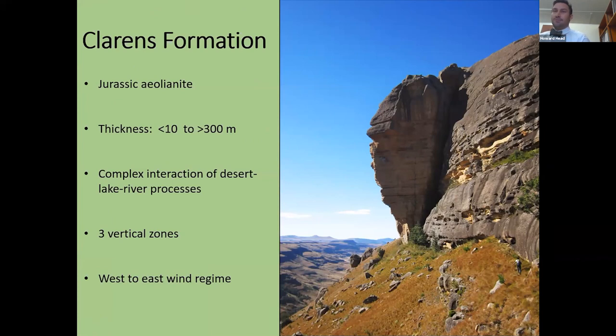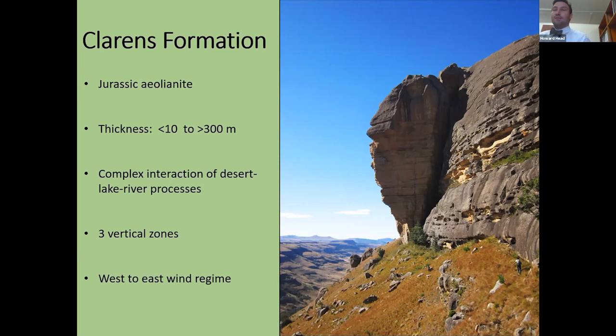It has a thickness of roughly 10 to 300 meters, although a 150 meter thickness is more representative across the basin. Lacustrine and fluvial processes have been identified by previous studies of the Clarence Formation, specifically those of Nick Beukes in the late 1960s and Patrick Eriksson.